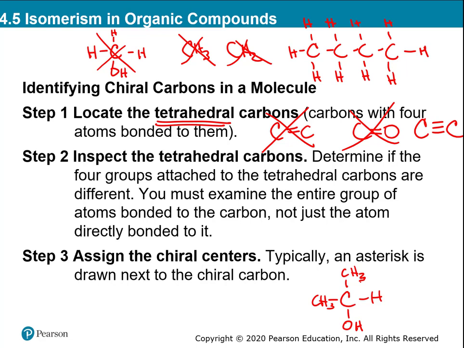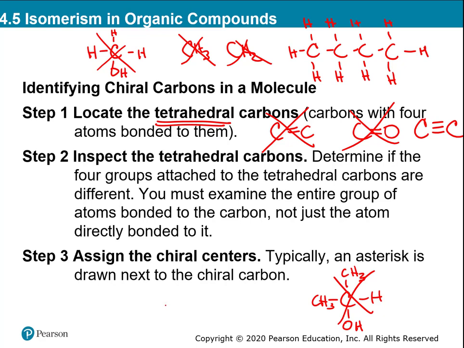I see all 4. Now I have to look at everything above, below, left, and right. And you're asking yourself, are any of the groups the same? So in this one, are any of the groups the same? Yeah, so can you see that that carbon's got a CH3 above and a CH3 to the left? So this can't be chiral because it's got two groups, even though they're not hydrogen, that are the same, so they cannot be chiral. The only way it's going to be chiral is if they're different.